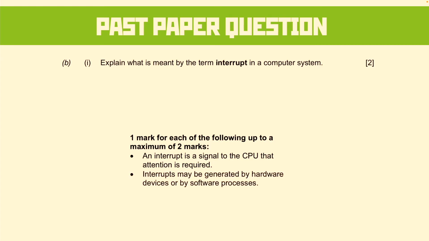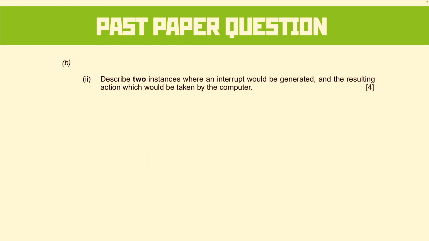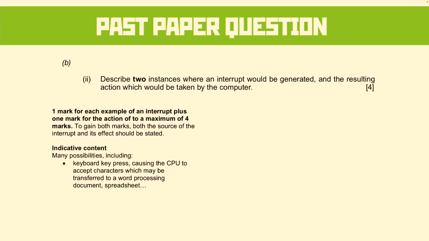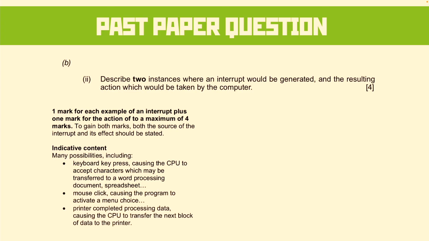It might be hardware or it might be software. Two instances where an interrupt would be generated and the resulting action taken by the computer. A keyboard key press would cause the CPU to accept characters, which may be transferred to whatever program is currently in the foreground. A mouse click might cause the program to activate a menu choice. A printer might have done its processing and ask for the next block of data. A disk drive might have completed transferring the data, causing the CPU to start the next copy.